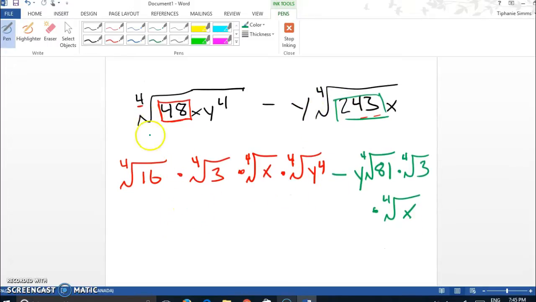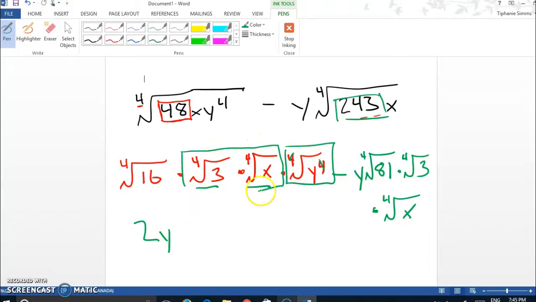So let's evaluate this. Let's do some numbers here. The fourth root of 16 is 2, because 2 to the fourth equals 16. So my answer there is going to be 2. I can't do anything with this, I can't do anything with this, but this part I know is going to be y, because the fourth root cancels out the fourth exponent. So that's going to be 2y. Now all the rest of this stuff, I'll just put together and tack it on. So that's going to be 2y times the fourth root of 3x.